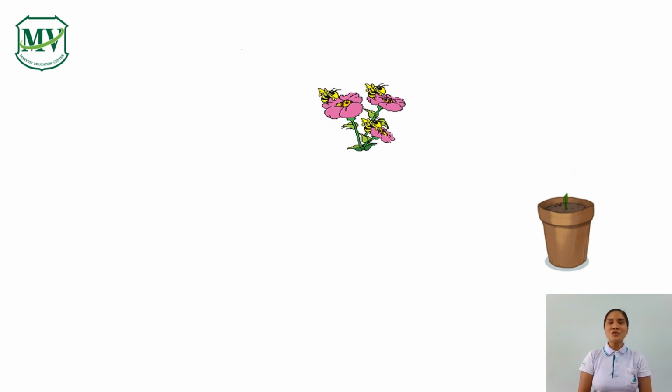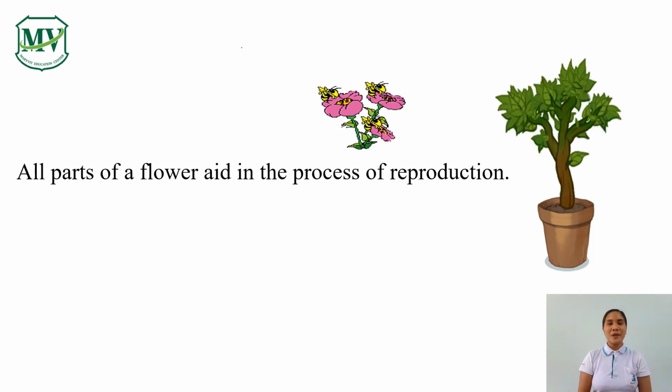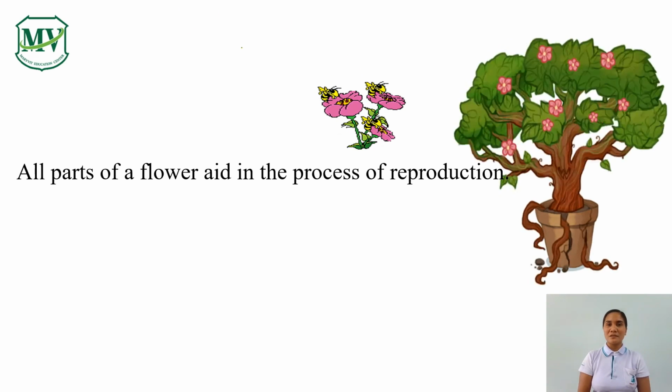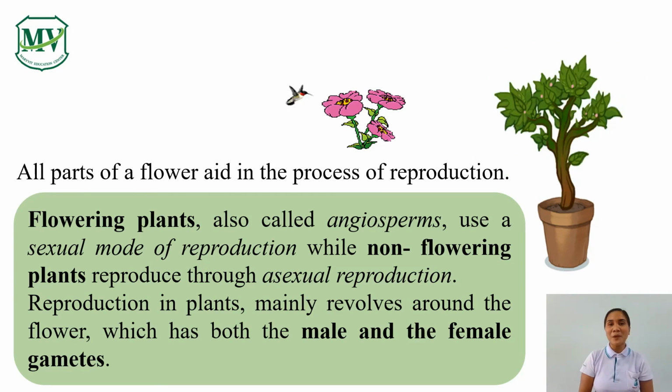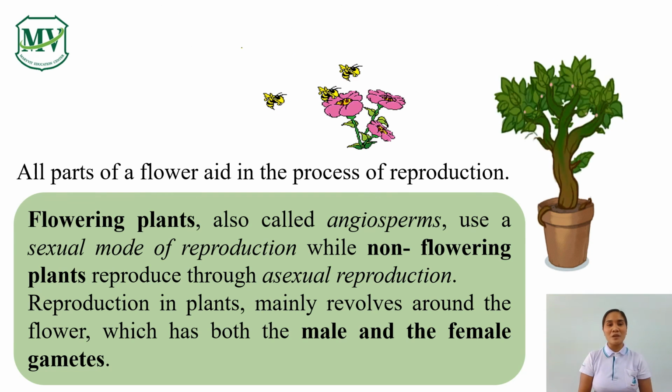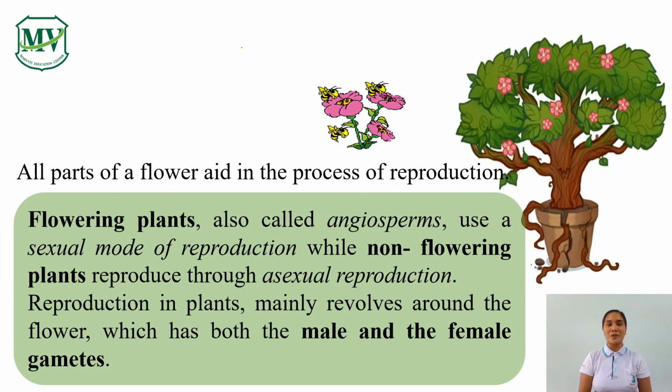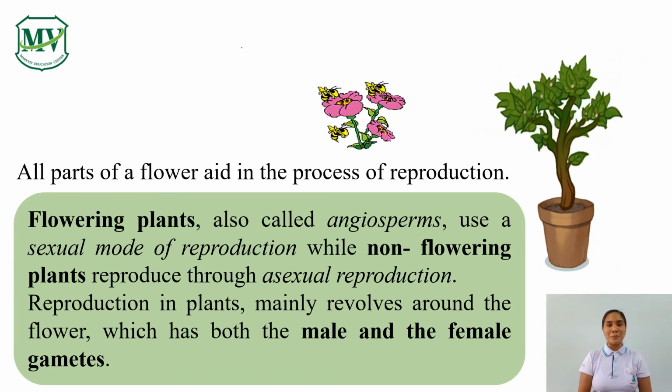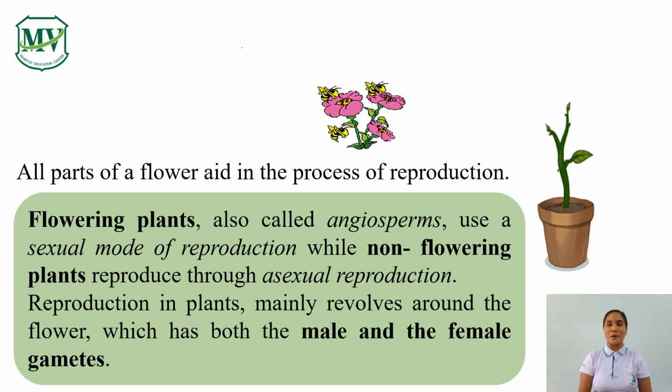Again, students, how do plants reproduce? Great! Plants reproduce through their flowers. All parts of a flower aid in the process of reproduction. But how about the non-flowering plants? Amazing! Flowering plants, also called angiosperms, use a sexual mode of reproduction, while non-flowering plants reproduce through asexual reproduction. Reproduction in plants mainly revolves around the flower, which has both the male and the female gametes.